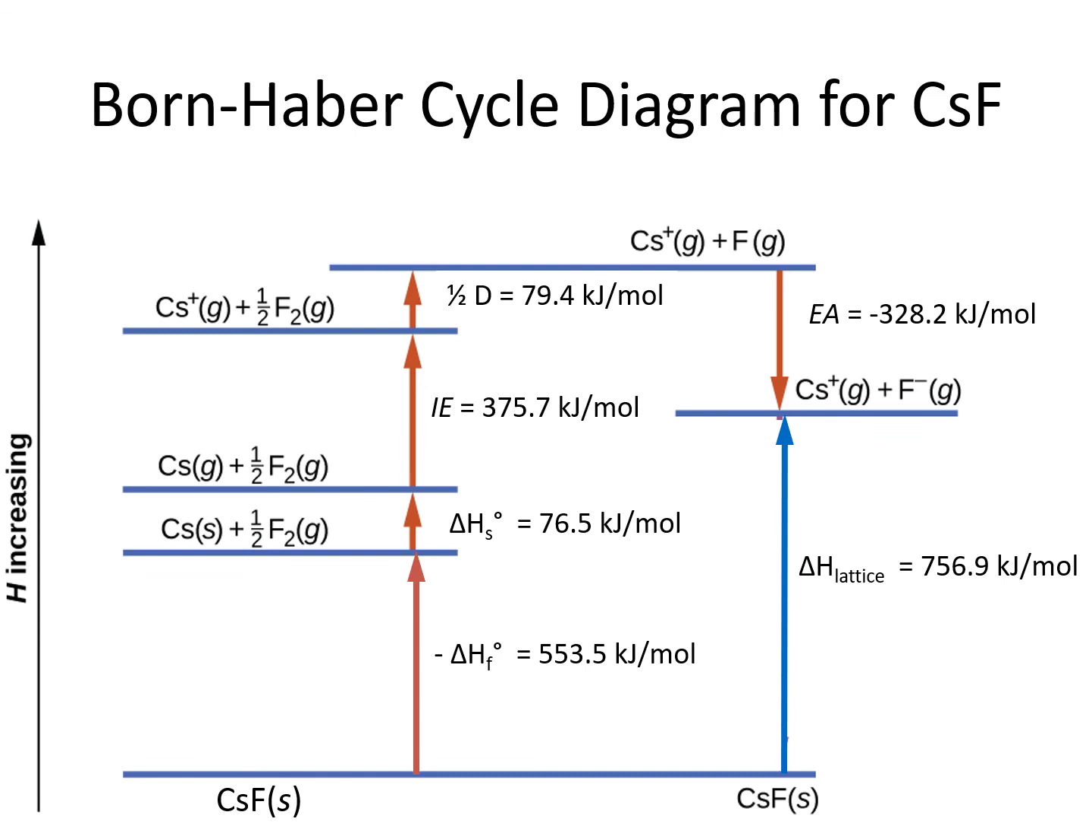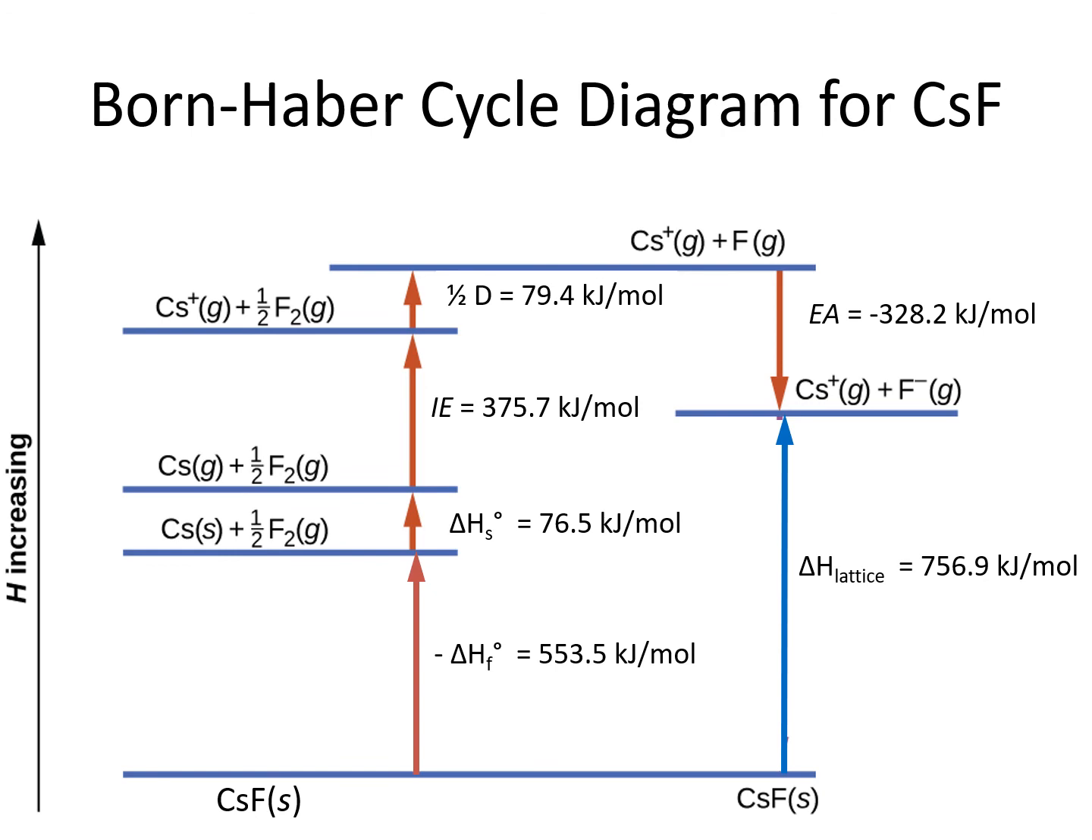Then we're going to go from the fluorine neutral gas to the fluoride ion gas. So we're adding an electron, and it is in the gas phase. So we can use the electron affinity of fluorine, which is going to be negative 328.2 kilojoules per mole. So all of those steps added together, we have 4 of them which end up being positive and 1 of them which ends up being negative.